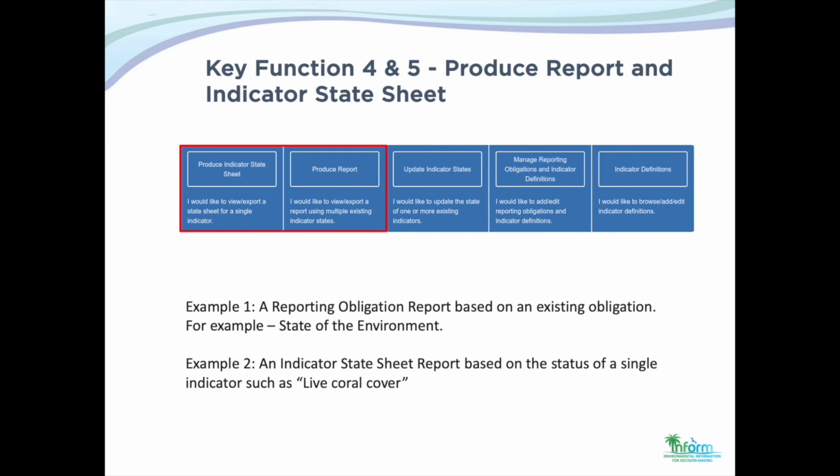Both key function 4 and 5 allow you to produce reports based on existing information. You can export 2 types of reports in editable Word document from the tool. A report based on existing indicator states. This process will allow you to select an existing report obligation, verify the date the data is valid for, and export the collection of indicator states as an editable document. An indicator state sheet. Based on existing indicator states, this process will allow you to select an existing indicator, verify the dates the data is valid for, and export the indicator state as an editable document.